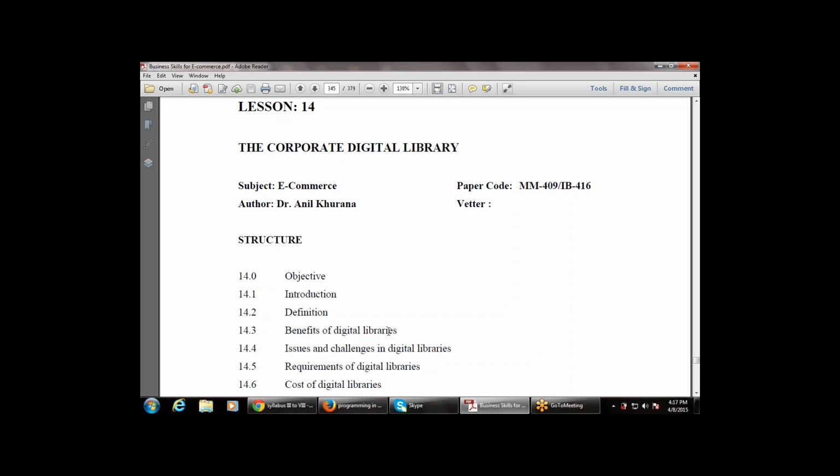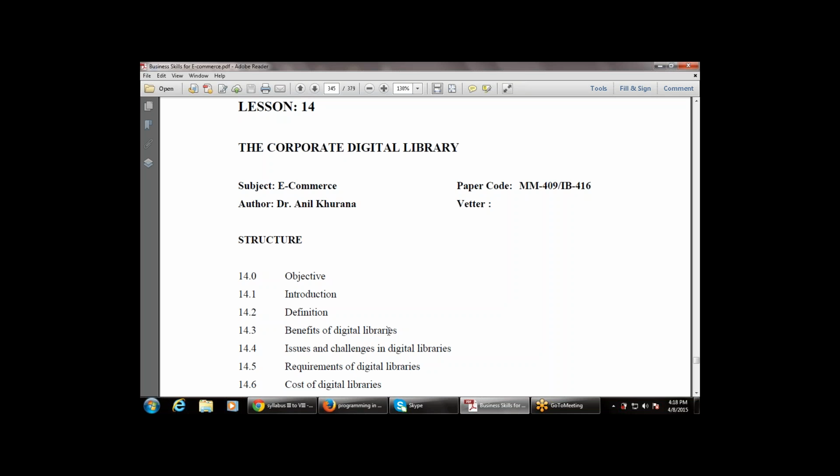Today is the last class for this module, Business Skills for E-Commerce, and in tomorrow's class I am starting a new module, C++ programming. As we are already done with C programming, which is procedural programming, now I'm moving to the next module, object oriented programming, that is C++. So this is a new module that I am going to start with tomorrow's class.